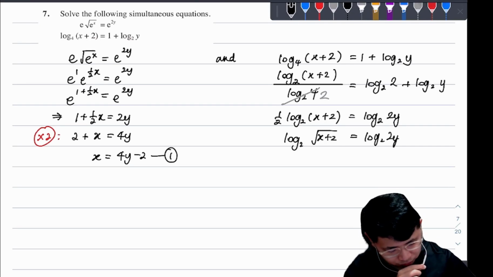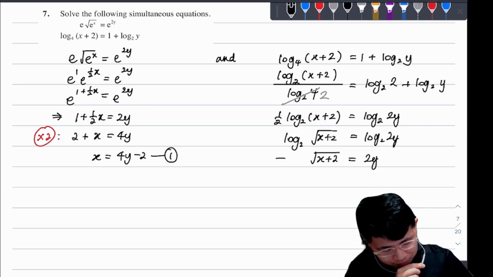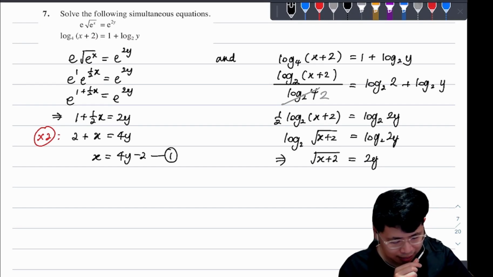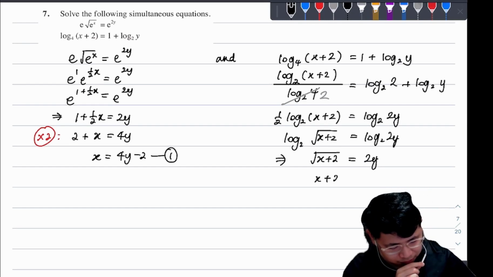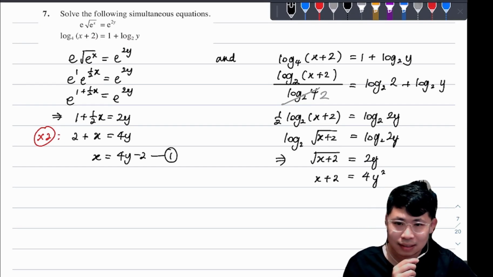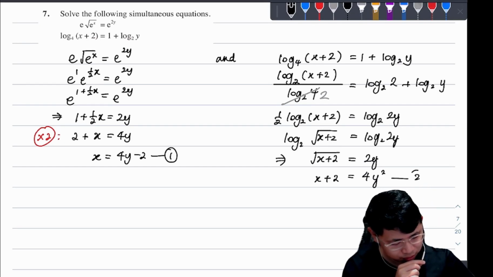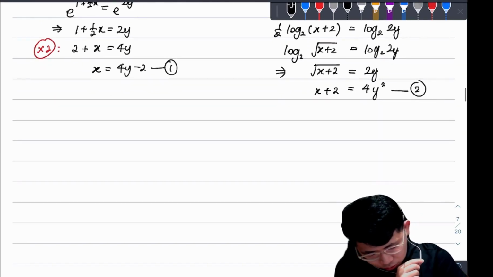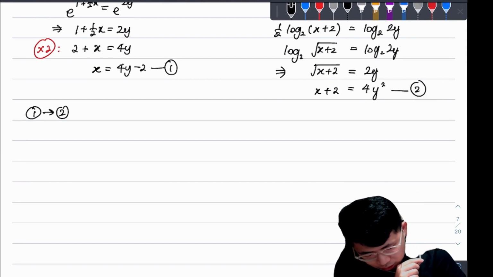Then we can remove the log on both sides because we are comparing the content. So then, therefore, we get something like this. Okay? And if we square both sides, it will be like this. Don't forget the 2 squared, it will be like this. Okay, so this is equation 2. So with this in mind, let us sub equation 1 into equation 2.